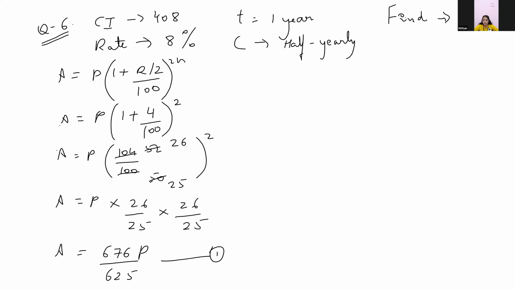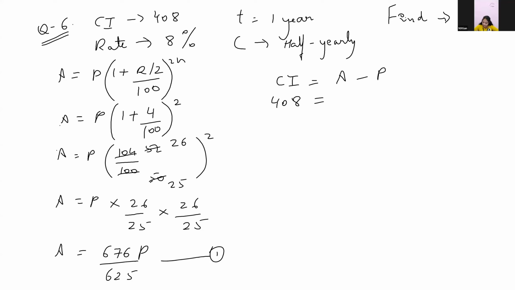That I'm going to put in the CI formula. What is my CI formula? CI formula is CI equals A minus P. Okay, this is my CI formula. So CI, we know, is 408. 408 equals, amount is how much?